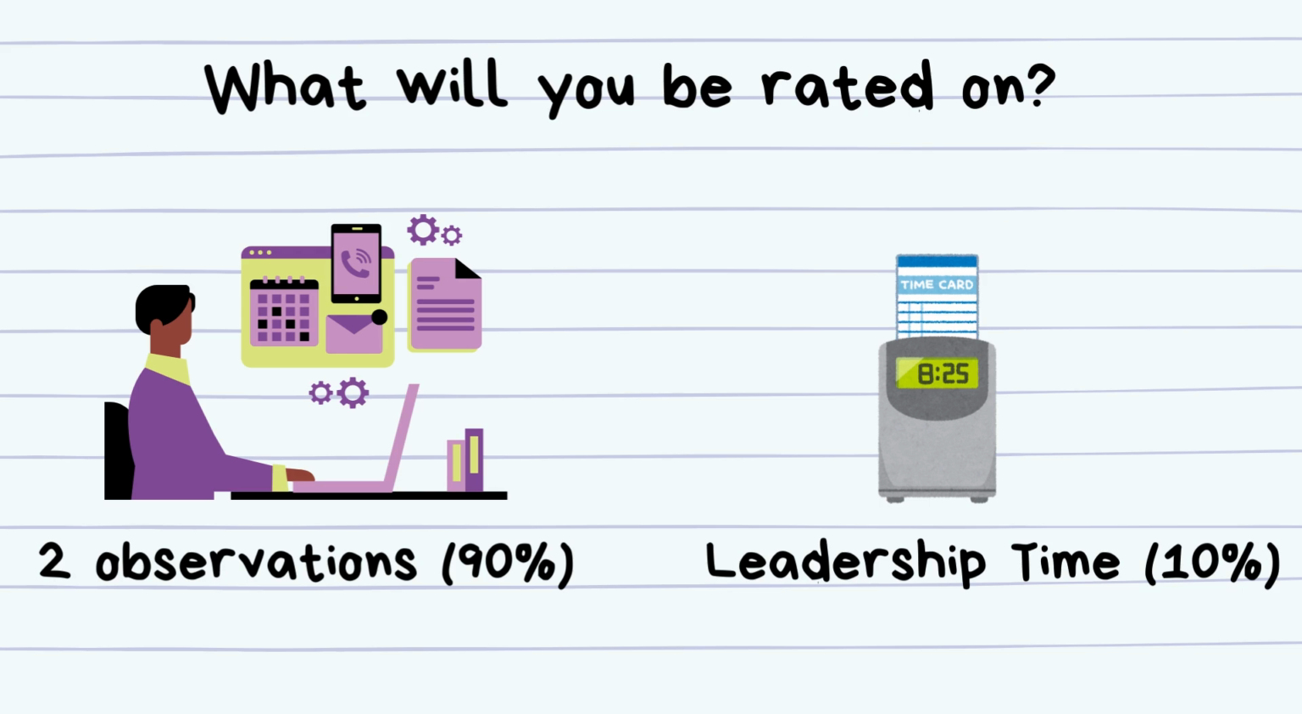One of the observations must be the assistant principal providing instructional feedback to teachers. The other observation may be non-instructional. The observation score average will weigh 90% of the final rating, while leadership time will weigh 10%.